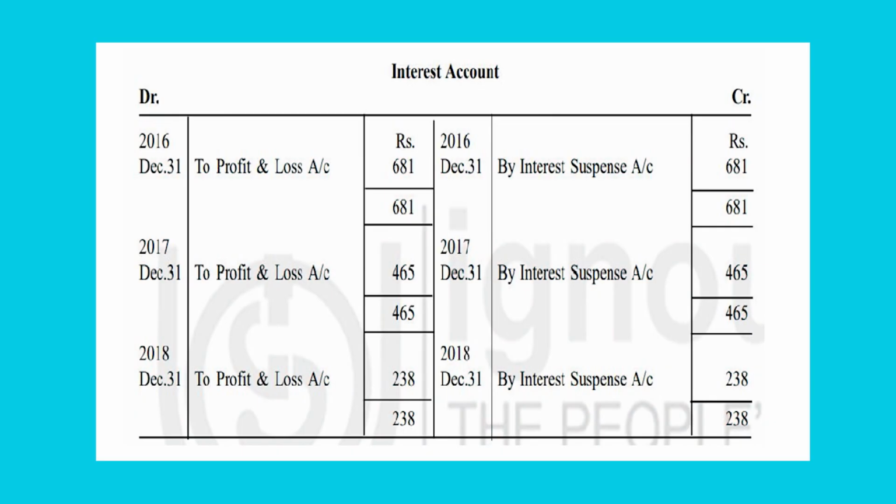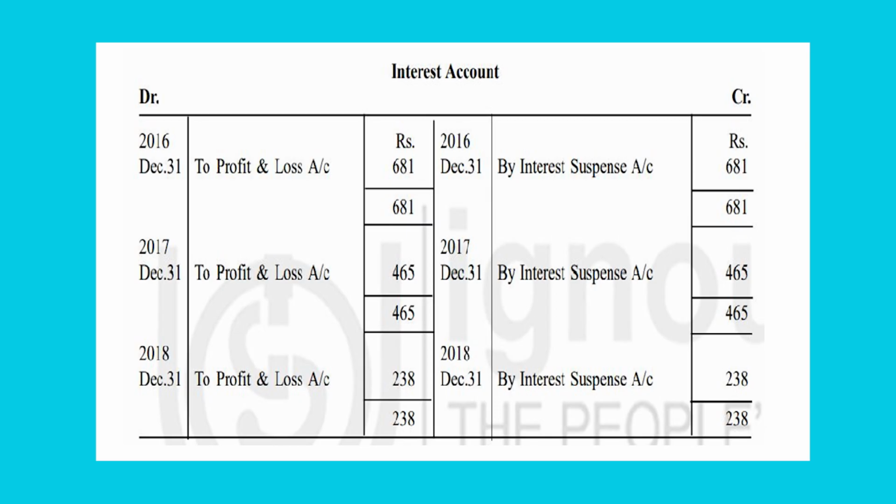Now, interest account. Very simple. For the vendor, interest is the income. Therefore, it will also be transferred to the profit and loss account. The entry will be made: interest account debit to profit and loss. So, in interest account, to profit and loss 681 is the amount of interest for the first year. It will be transferred from the interest suspense account 681. Here by interest suspense account, this is the amount of interest which is included in the second year installment.